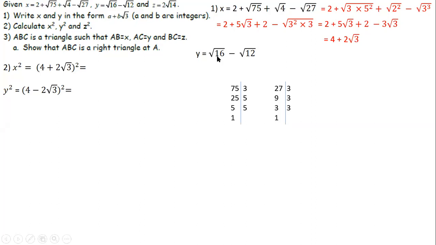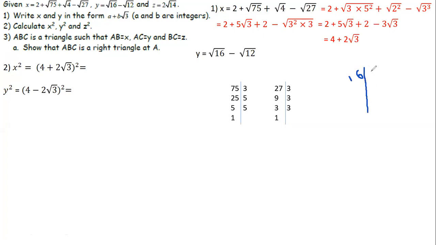Okay, let's look at 16. Can we write 16 as a perfect square, or do we do the prime factorization? We do the prime factorization. So this is 16. I want to make its prime factorization.